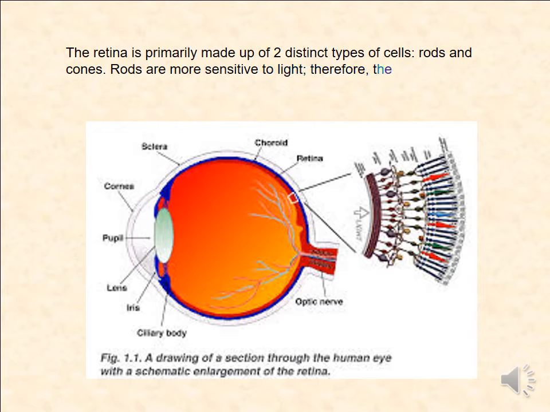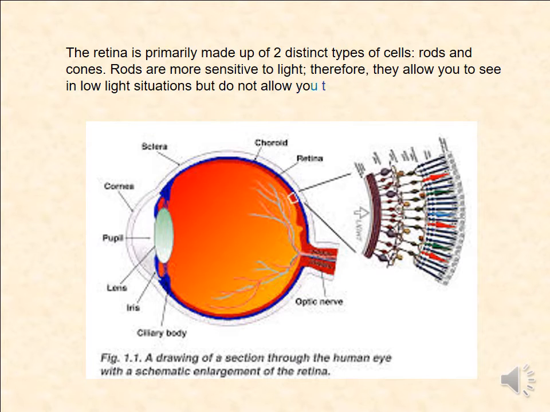The retina is primarily made of two distinct types of cells. We have rods and cones.